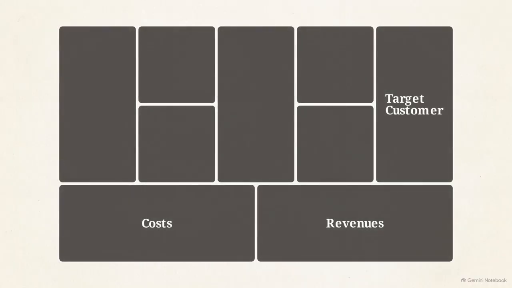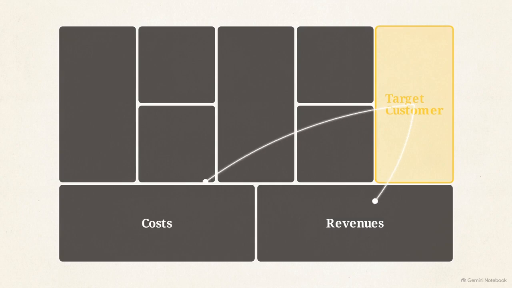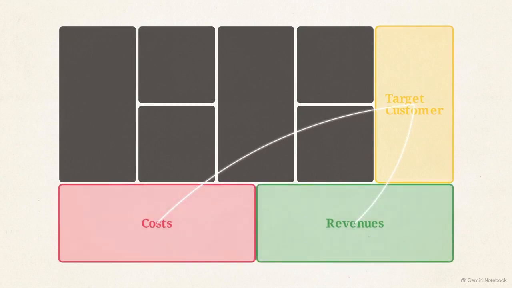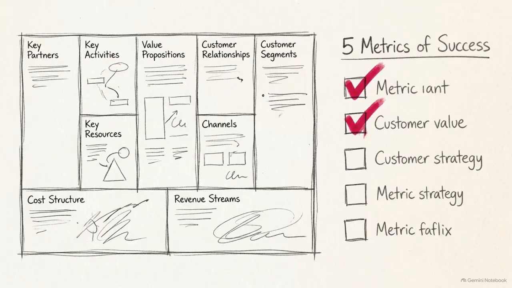Because these blocks are interconnected, changing one, such as the target customer, requires an immediate update to the resulting cost and revenue projections. A fully mapped canvas is just a hypothesis. It must be tested against 5 specific metrics before it is ready for launch.